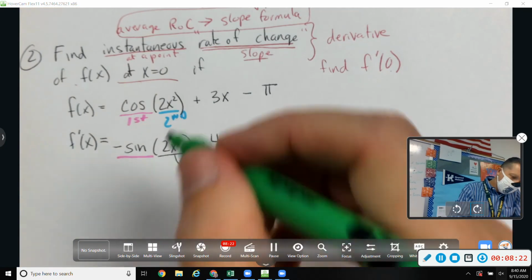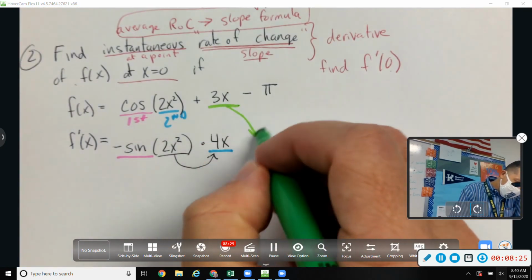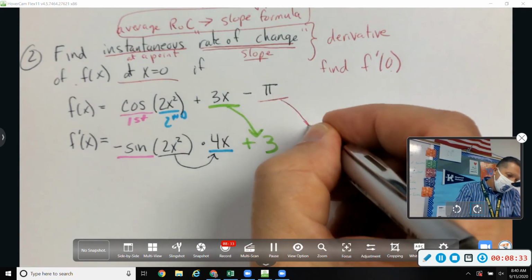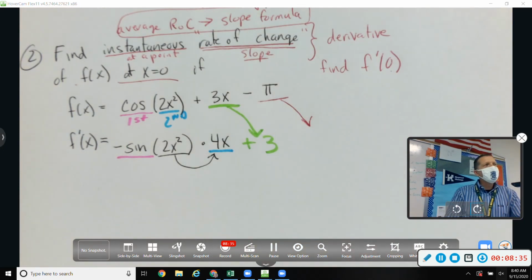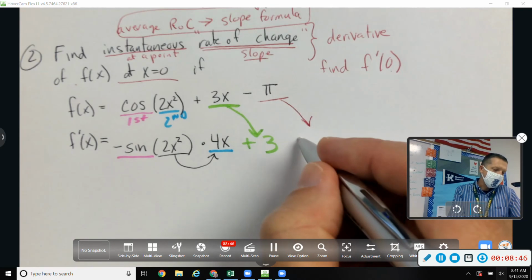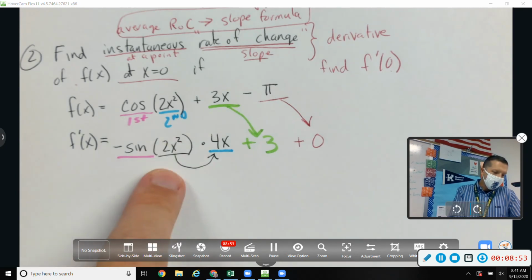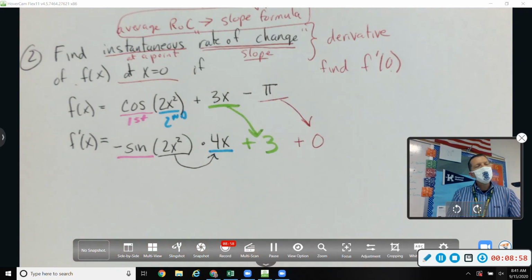And then, like I said, almost forgot to go back and do this. Derivative of 3x is 3. Derivative of minus pi. What's the derivative of minus pi? 0. Why is it 0? There's no x's. That's a good answer. A more technical answer would be that it's a constant, and the derivative of a constant is 0. So that had a little bit of chain rule, a little bit of trig, a little bit of power rule, another power rule, and the constant rule, all thrown into one problem.